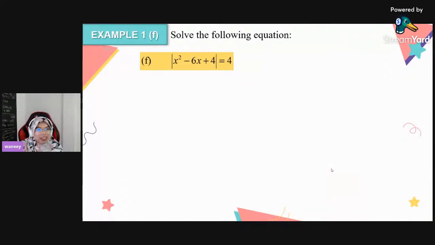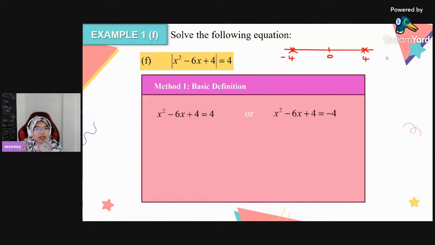Right, so now we got absolute value of x squared minus 6x plus 4 equal to 4. Okay, again, number line 0, the distance is 4. So 4 unit on the right hand side, 4 unit on the left hand side. So we got either negative 4 or 4. So the first one is x squared minus 6x plus 4 equal to 4. The second one is x squared minus 6x plus 4 equal to negative 4. Okay, so for this method, I'm using the basic definition.